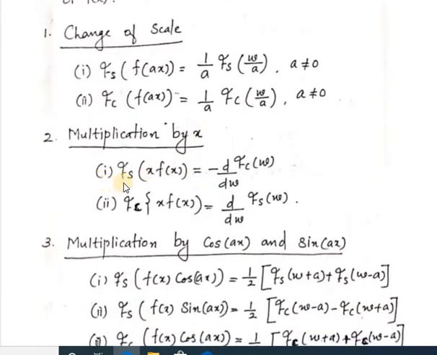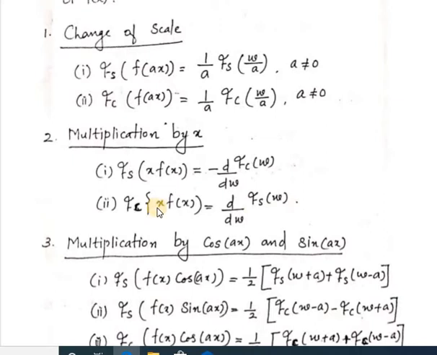It says that the Fourier sine transform of x f(x) is minus d/dω of the Fourier cosine transform Fc(ω). That is, to find the Fourier sine transform of a function multiplied by x, take the derivative of the Fourier cosine transform of the function and multiply the answer by minus 1. That is, if the question is to find the Fourier sine transform of a function times x, first we have to find the Fourier cosine transform of this function, then take the derivative and multiply the answer by minus sign.